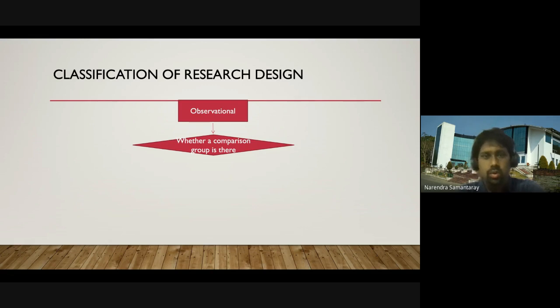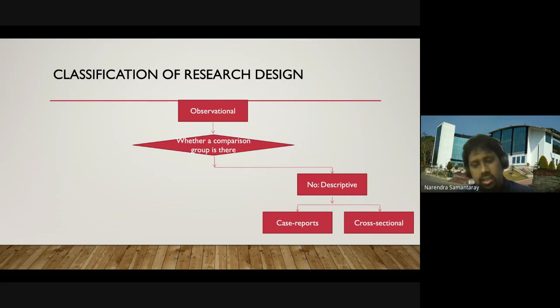Again, as I told, whether there is a comparison group or not. A control group, as in a way we say, whether there is a comparative group or not. If there is no comparison group, I just want to describe the phenomenon. So that is a descriptive study. And it can be case report as well as cross-sectional. They're the two very popular forms of descriptive studies. Here, the basic difference is that there is no comparison group.